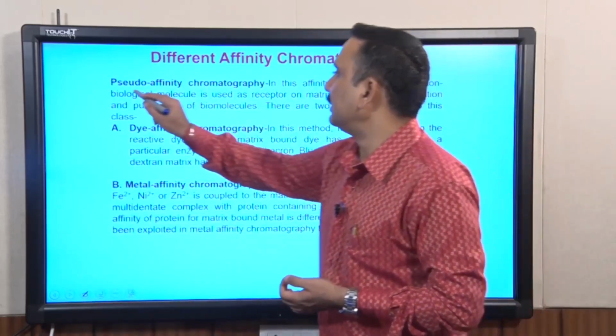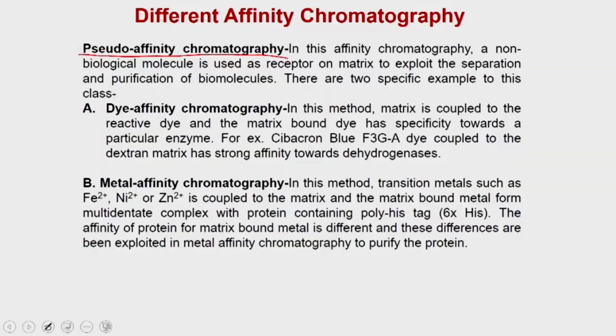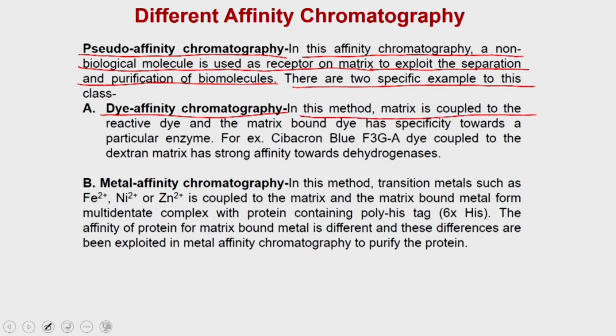The second is pseudo affinity chromatography. In pseudo affinity chromatography, a non-biological molecule is used as a receptor on the matrix to exploit the separation and purification of biomolecules. There are two specific examples: dye affinity chromatography, in which the matrix is coupled to a reactive dye, and the matrix-bound dye has a very specific specificity towards a particular enzyme class. One classical example is Cibacron Blue F3GA dye.